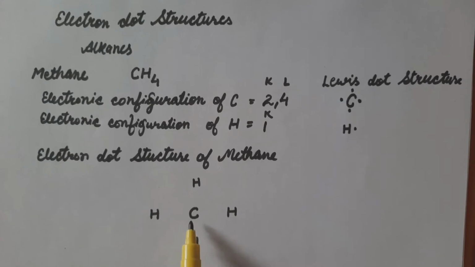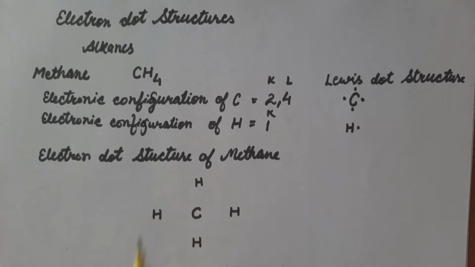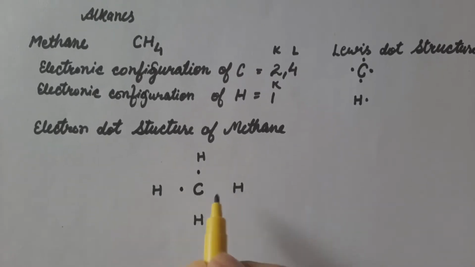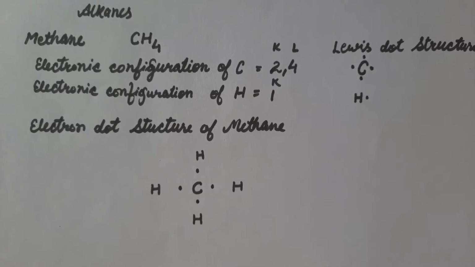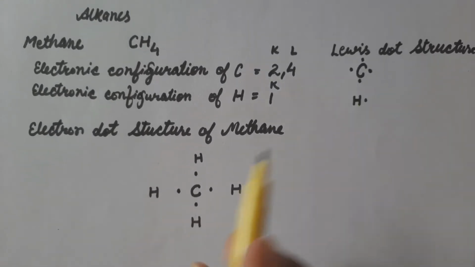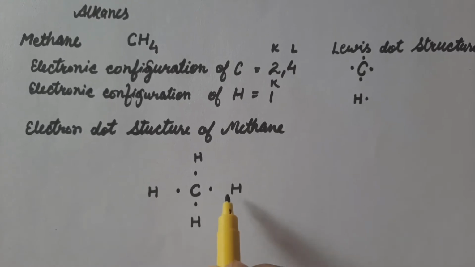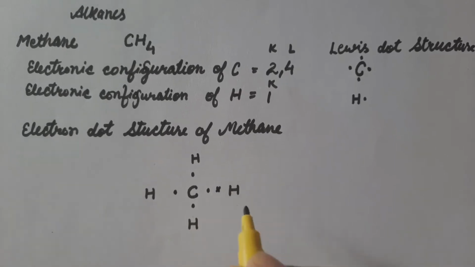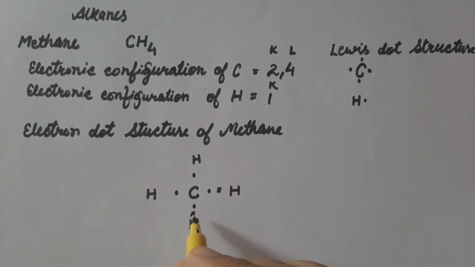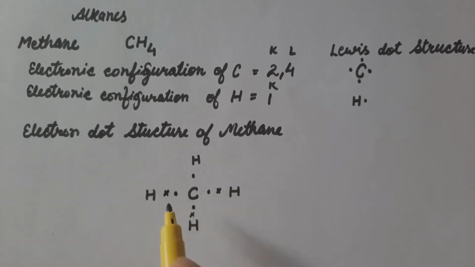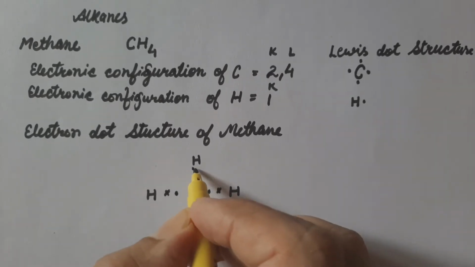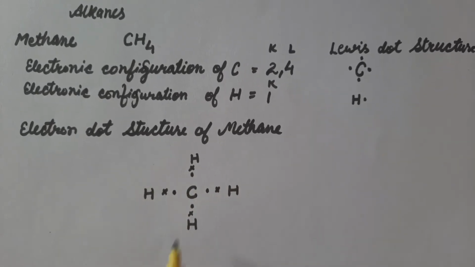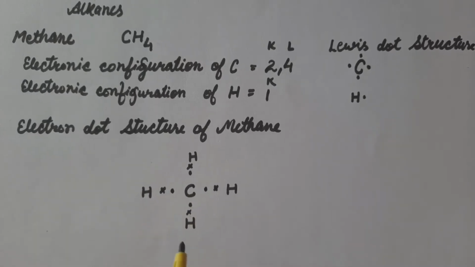We will place carbon at the center and hydrogen on the four sides. Now we will place the 4 electrons of carbon, just like the electron dot structure of carbon, and we will represent the electron of hydrogen by a cross to differentiate. 1 electron of each hydrogen. Now hydrogen has 1 electron and carbon has 4 electrons.